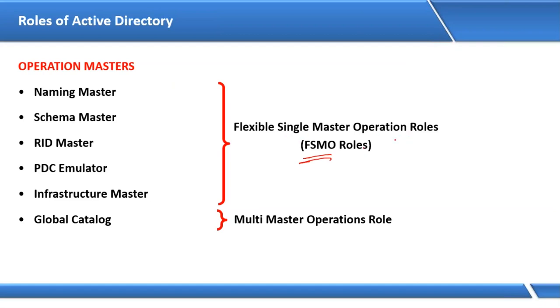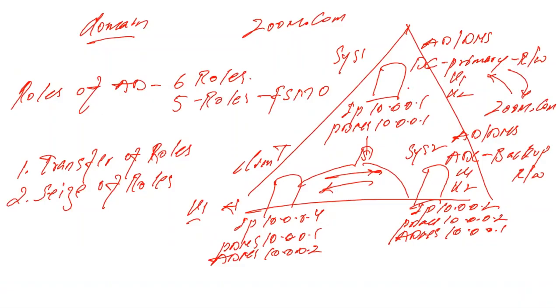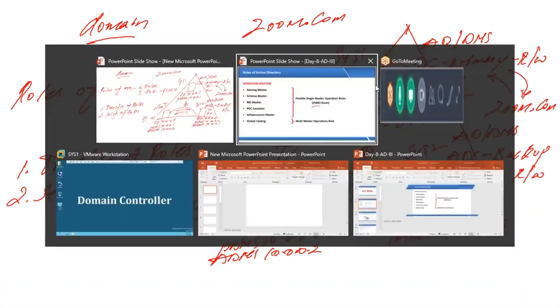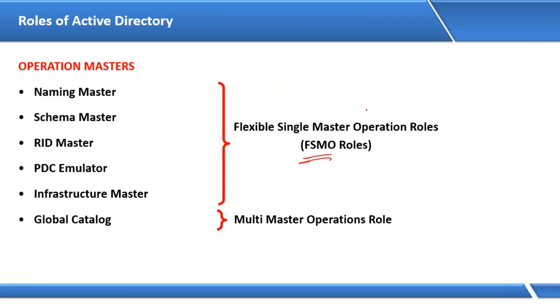Between DC and ADC, who is the master server here? DC. So all the roles are available in DC. That's why Microsoft is using the name single master operation role. And the word flexible is used because we can easily transfer these roles from system 1 to system 2 and system 2 to system 1, to make DC to ADC and ADC to DC. That's why the name flexible single master operation role has been given. But every role has its own job. So first we'll start with the naming master.